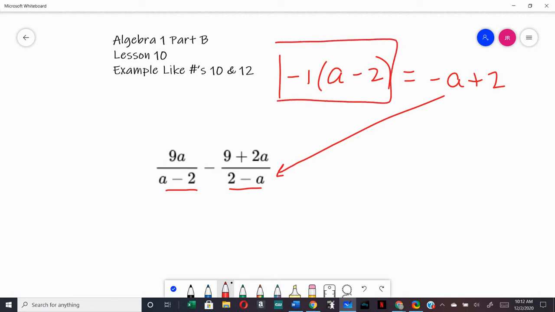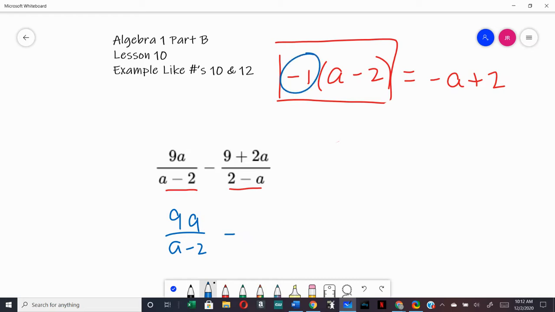But we're not going to really use the LCD here. We're going to use a trick to simplify this real quickly. So here's what I'm going to do. I'm going to take the second fraction. I'm going to keep the first fraction the same. Now I'm going to apply this negative 1, and I'm going to pull it out of this. So just hold with me a second and watch what I do. I'm going to pull the negative 1 out, making that a minus 2.